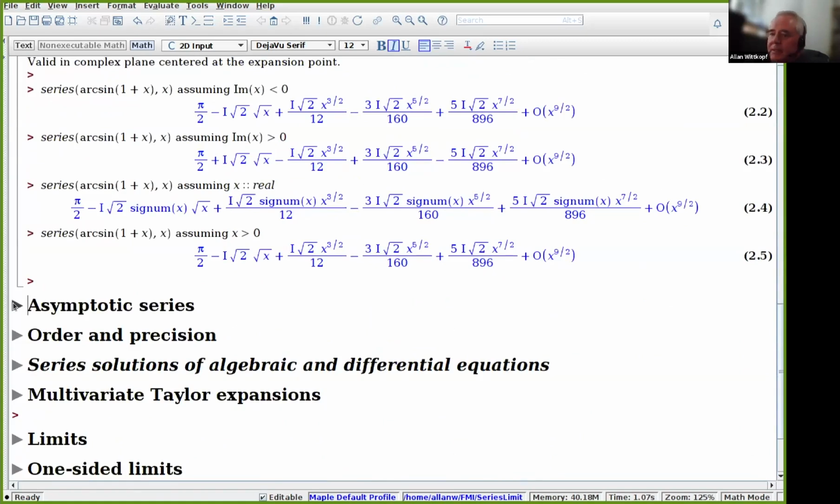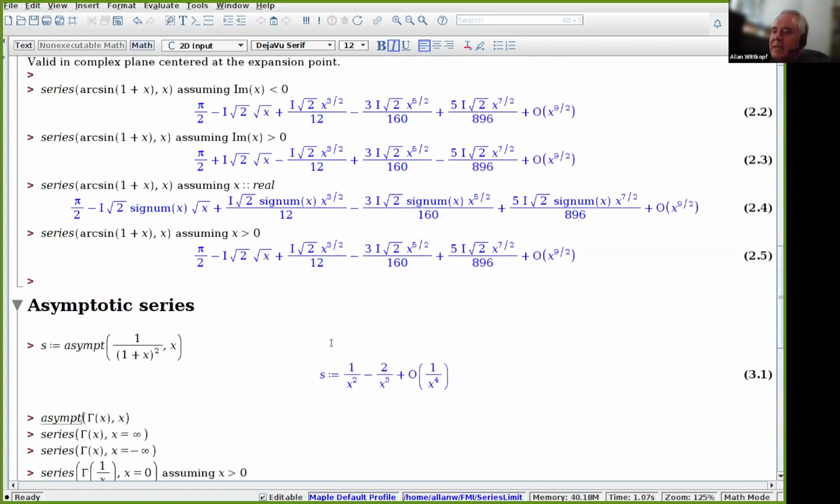Asymptotic series. Okay, so Maple has the asympt command that can be used to compute asymptotic series, or series about infinity. This can be used to understand the behavior of a function for large values of its argument. In this case, we computed the asympt of 1 over 1 plus x squared, and the leading term of our series is 1 over x squared, which tells us that this roughly behaves as 1 over x squared for large values of x.